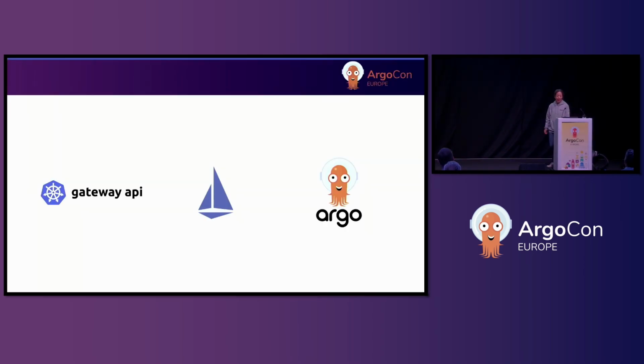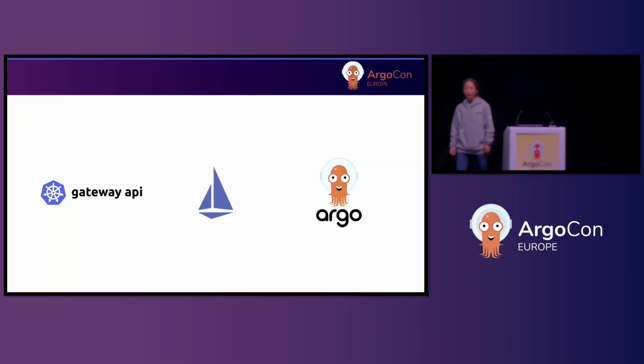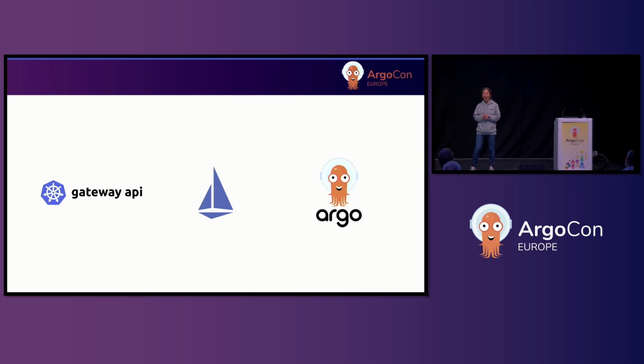All right, today I'm going to talk to you about Kubernetes Gateway API, Istio Ambient, and Argo Rollouts, and also generative AI. I actually developed a demo application myself, so I'm going to show all that to you.